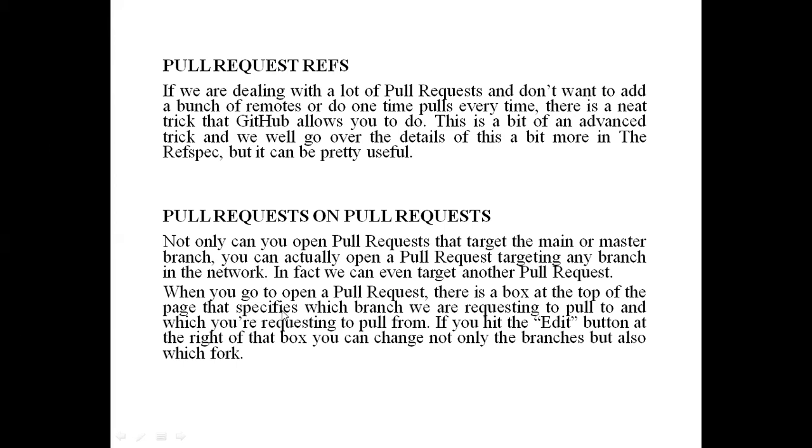When you go to open a pull request, the box at the top of the page specifies the branch you are requesting to pull with. You have to choose which branch you want to give the pull request to. For that, there is an edit button at the right of the box. You can change not only the branches, but also the fork.